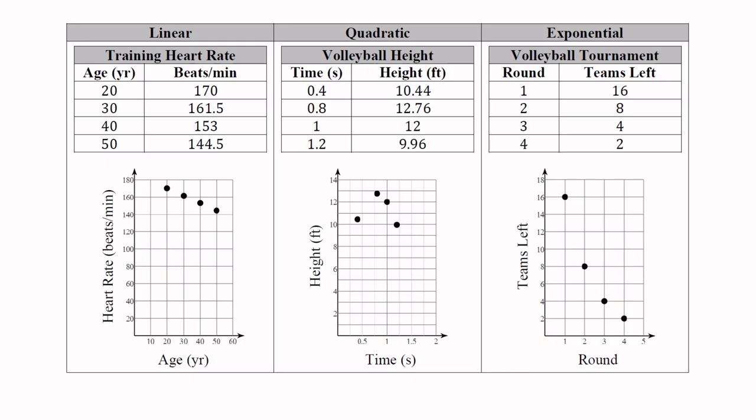You can see in the first part of this table, we have the training heart rate for someone of a particular age and the number of beats per minute. And you can see a linear regression here where that linear pattern goes down. For quadratic, you have a height of a volleyball as it's in the air at various points in time. And you can see that that is a little bit more quadratic looking on the graph. And then you have a volleyball tournament, which here is represented in an exponential form. And you can see that fairly clearly by the graph.